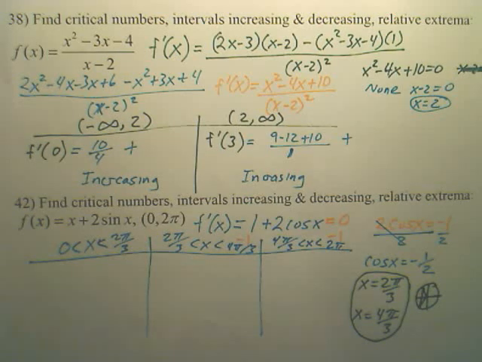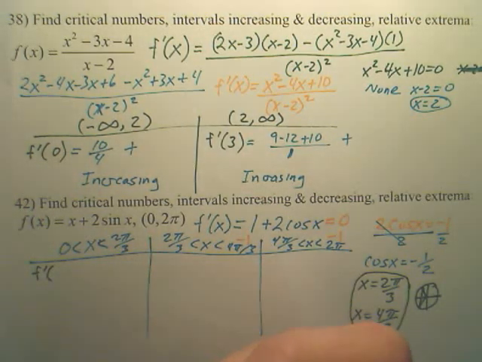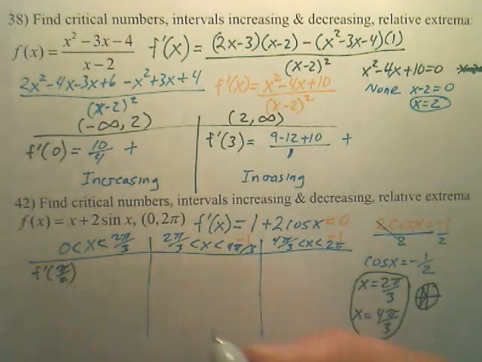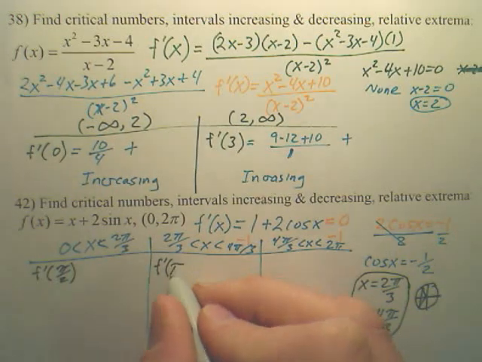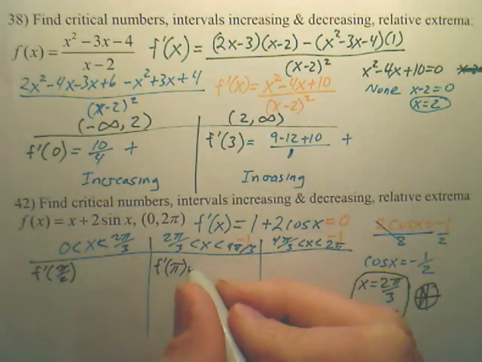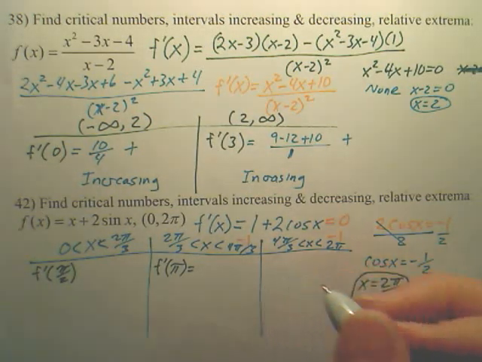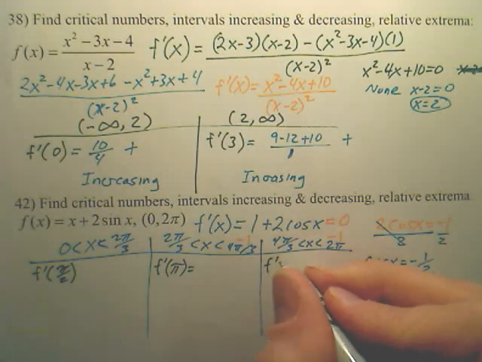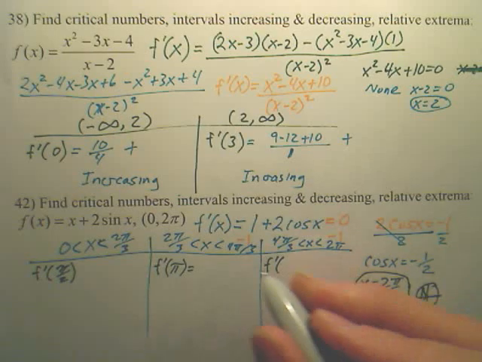Made it too small. So let's plug in a value for f prime. What's an easy one here? Just pi over 2. Looks like a good one. So we're going to plug pi over 2 in. And for this one, you want to just plug in pi. Would pi work? Yes, it works. And for this one, maybe put in a 3 pi over 2.